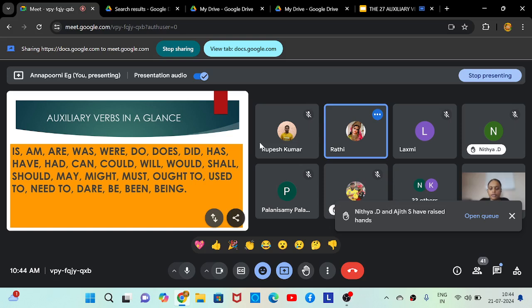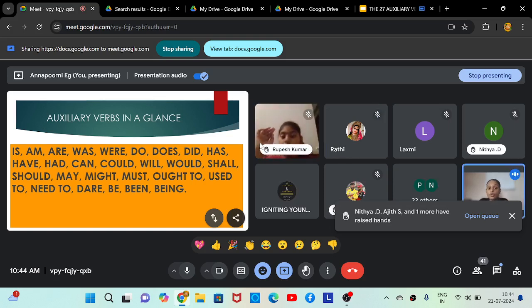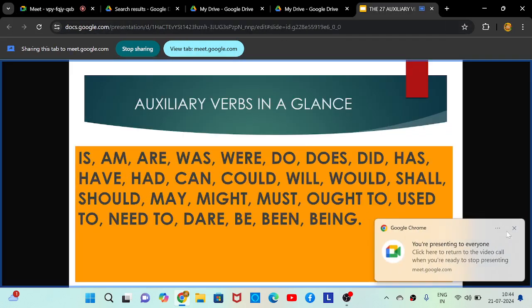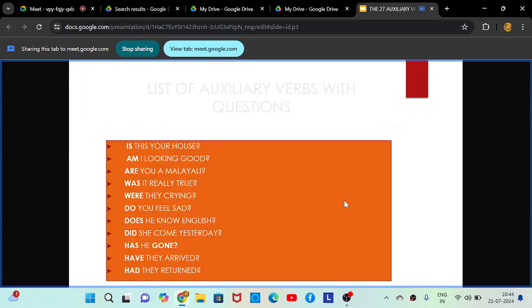Okay. So here you can see is, am, are, was, were, do, does, did, has, have, had, can, could, will, would, shall, should, may, might, must, ought to, used to, need to, dare, be, been and being. These are the 27 auxiliary verbs. So we have an easy method to learn these verbs. There is no need to study like this by heart.